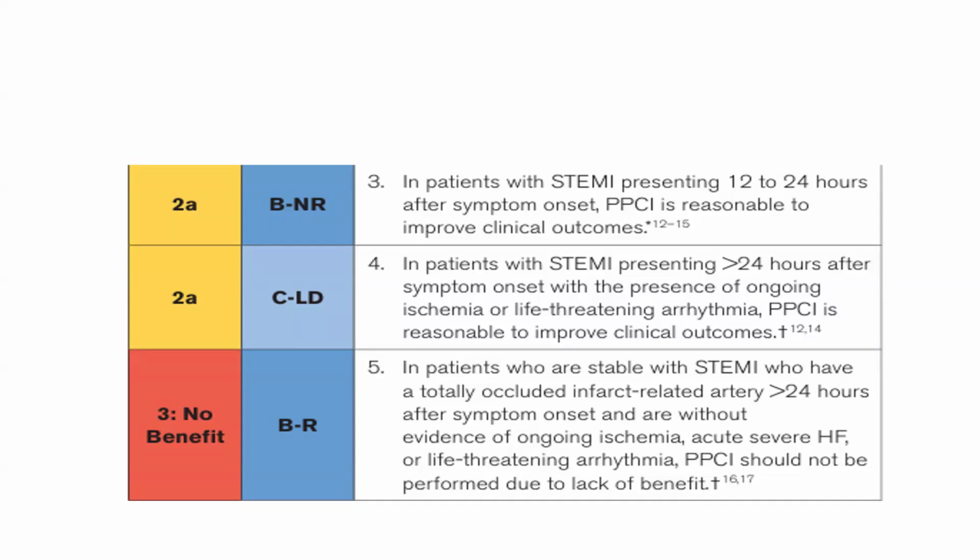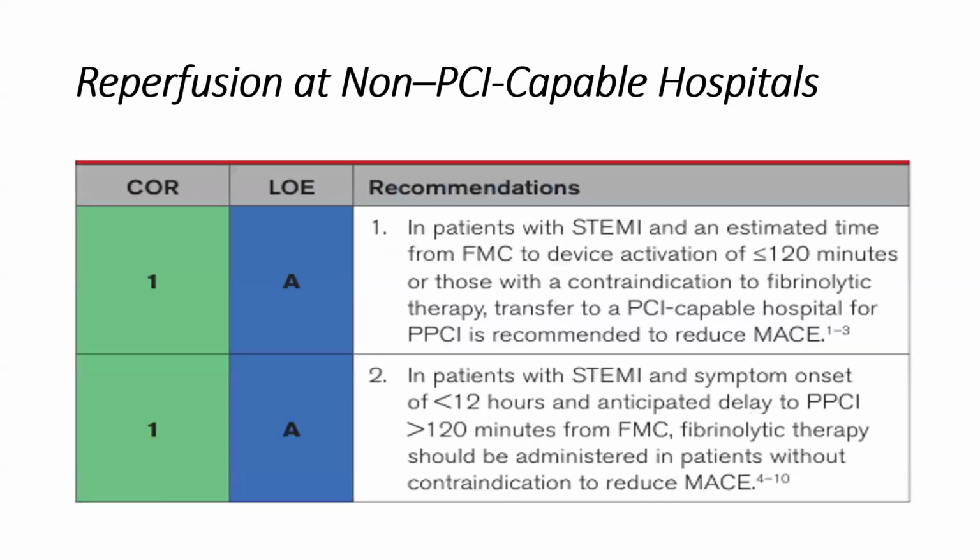After 24 hours, we should go for PCI only when the patient is hemodynamically unstable or there are life-threatening arrhythmias. Otherwise, after 24 hours, there is no mortality benefit of PCI. And if we are planning to thrombolyse the patient, then it should be done within 12 hours. After 12 hours, the efficacy of thrombolysis is reduced.